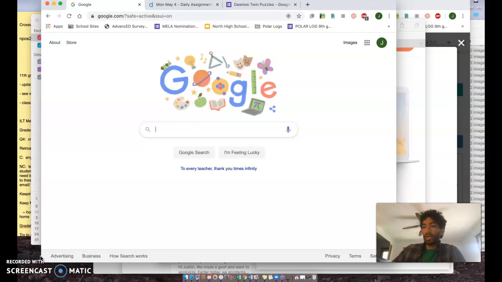For today's show and tell, this is an elephant from India that probably dates back to the 1950s. Take a close look. Here we go.